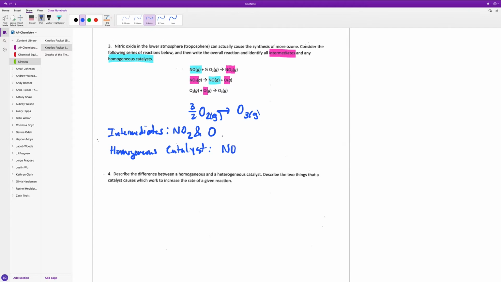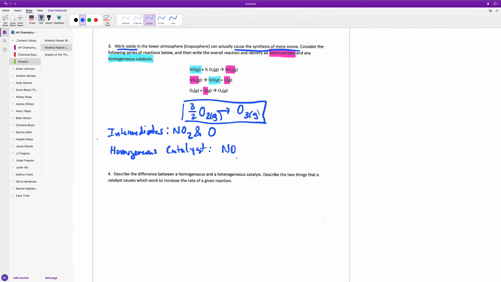See how it says nitric oxide can cause synthesis of more ozone. Okay, so at the end of the day, we're just talking about diatomic oxygen turning into ozone, but it wouldn't really happen to the degree that it does without this catalyst. The catalyst creates a new pathway. This mechanism is in a sense powered by nitrogen monoxide.